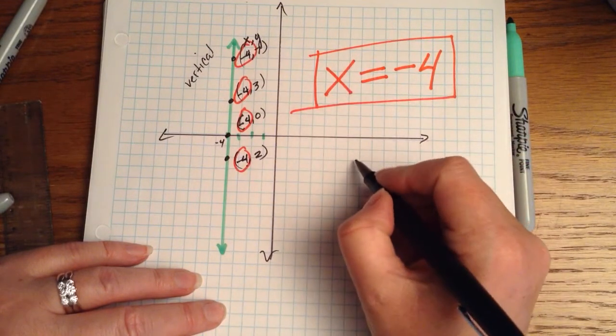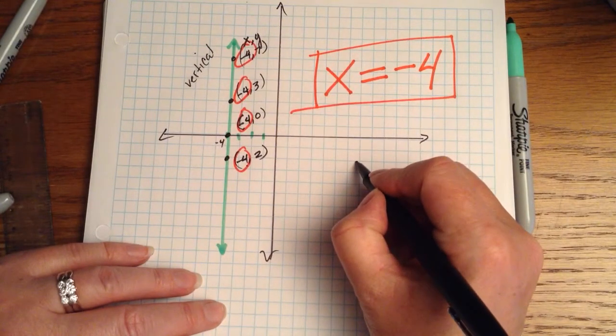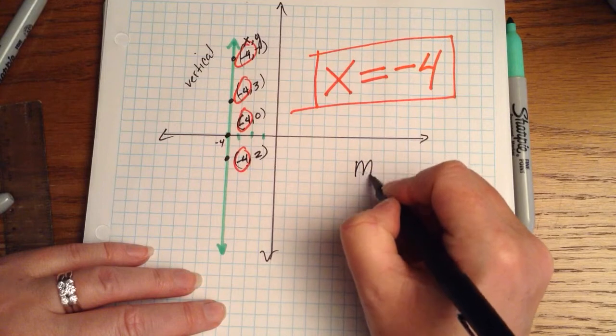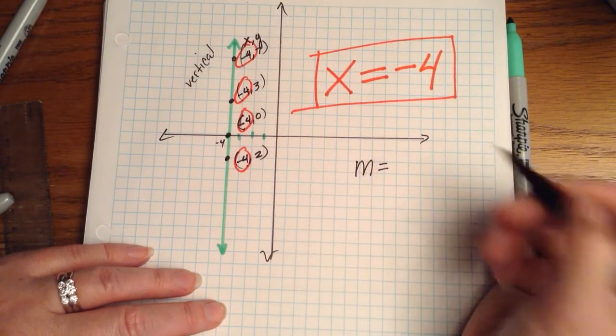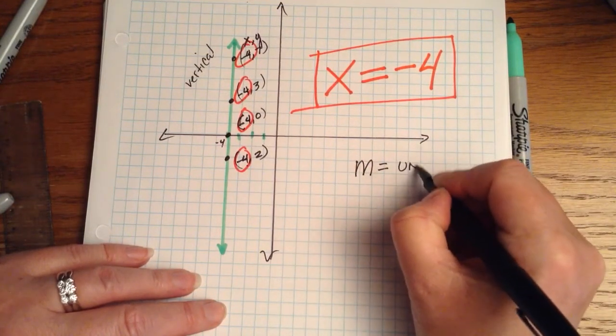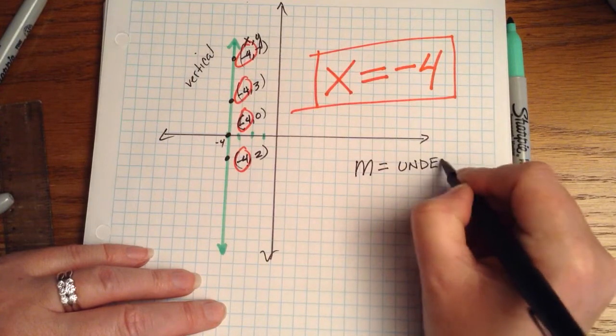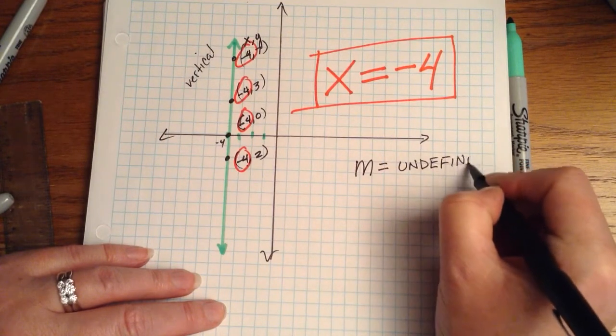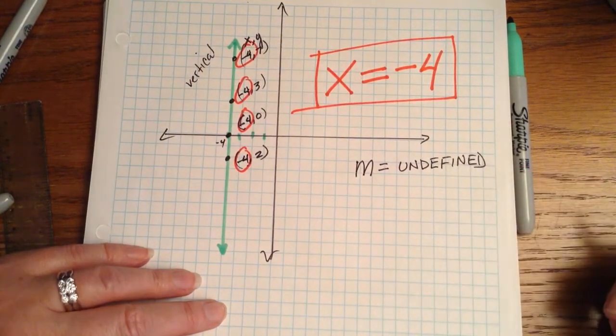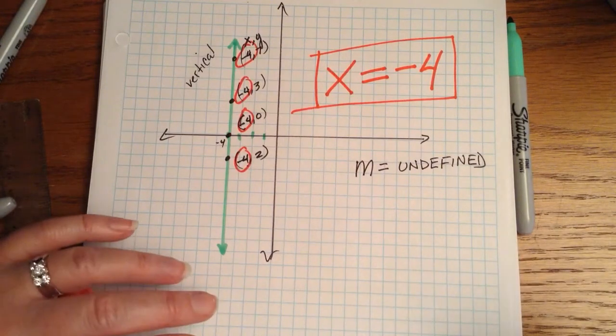As a matter of fact, when it comes to a vertical line, we need to say the following. The slope is undefined. What? What do you mean undefined? Okay, well, we know the slope is rise over run.